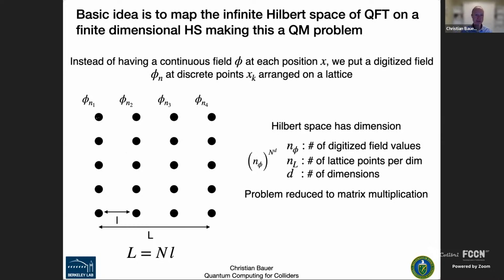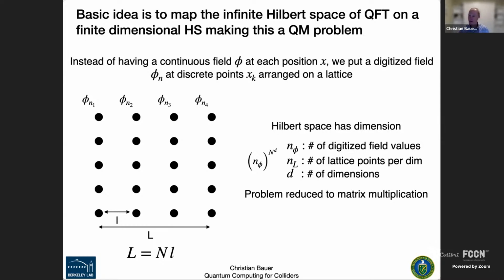And then finally, I put a field at each lattice point x, and I will use n_phi digitized field values. So you can now convince yourself that the Hilbert space has a dimension equal to the number of field values at each lattice site raised to the number of lattice sites. And the number of lattice sites is the number of lattice sites per dimension, which is N, raised to the dimension of my problem. Okay, but once I have this, now I have a discrete Hilbert space.